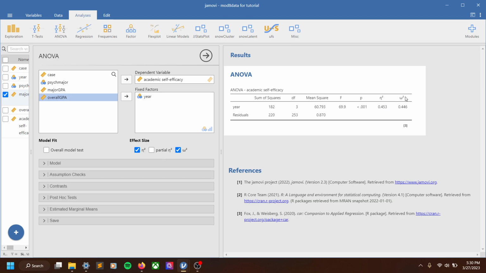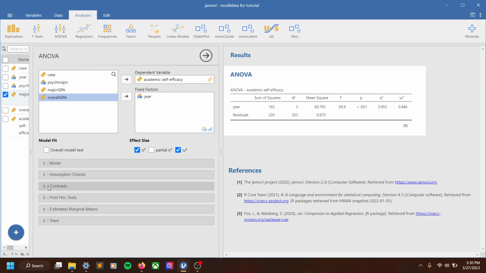Despite the fact that omega squared is more conservative, you can see they're both around 0.45. So about 45% of the variance in academic self-efficacy can be explained by year in school. Year was 1 to 4, ranging from first year at college to 4+ years at college. So obviously it's a huge effect.